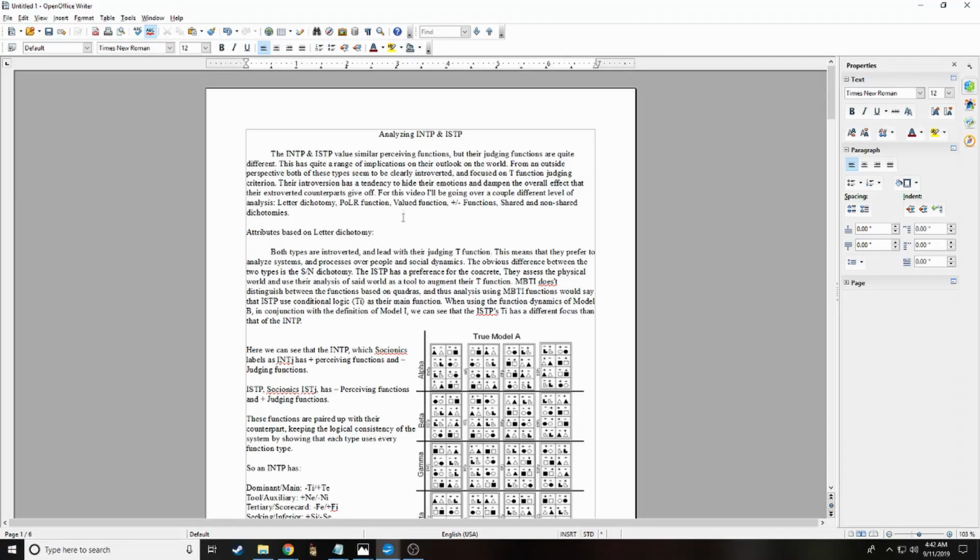So the INTP and ISTP value similar perceiving functions, but their judging functions are quite different. This has quite a range of implications on their outlook on the world. From an outside perspective, both of these types seem to be clearly introverted and focus on T function judging criterion. Their introversion has a tendency to hide their emotions and dampen the overall effect that their extroverted counterparts give off. In that regard, I'm talking about the ISTP and the INTP.